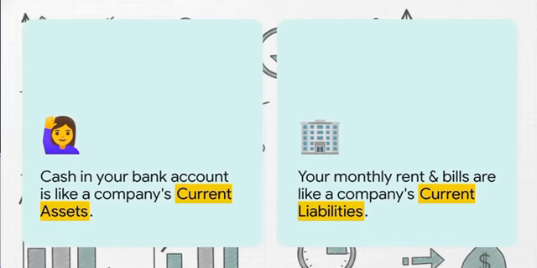Let's make this even easier by talking about our own money. Your current assets, well, that's like the cash you have in your checking account. And your current liabilities, that's your rent and your bills for the month. Now, if your bills are higher than the cash you have on hand, you know you're in a bit of a tight spot. It is the exact same idea for a company, just on a much bigger scale.